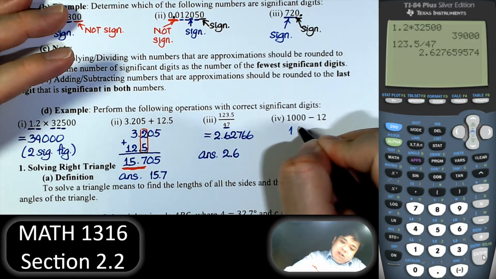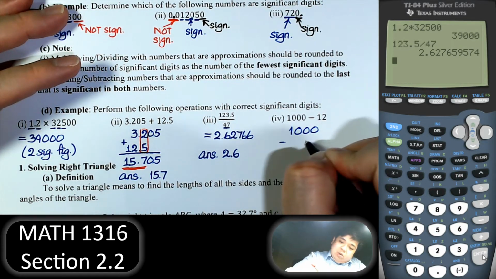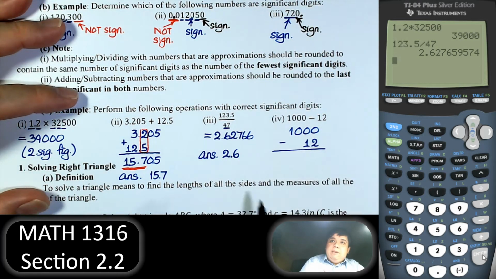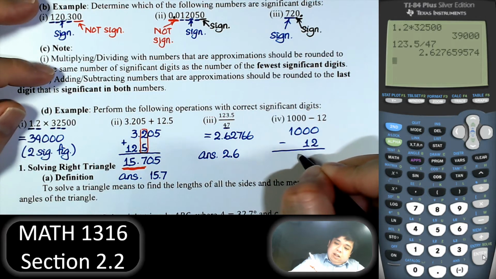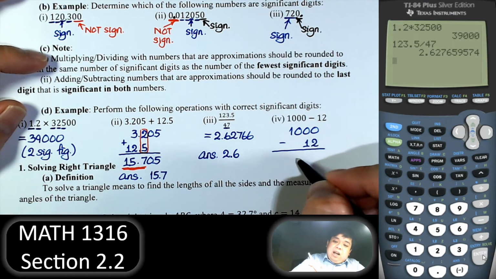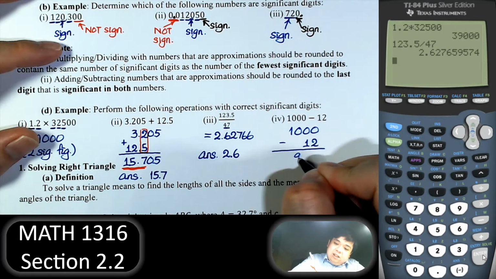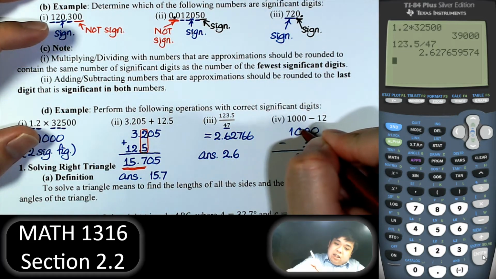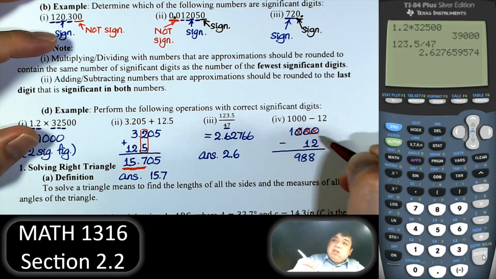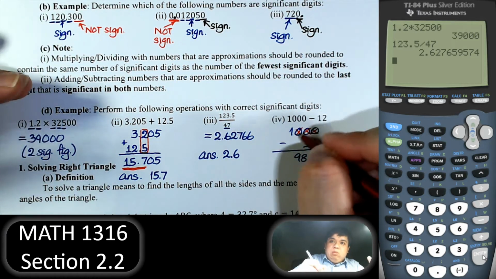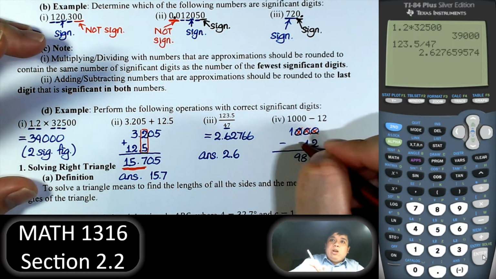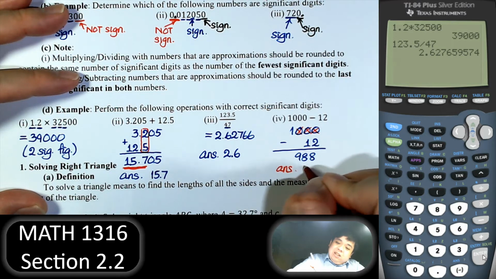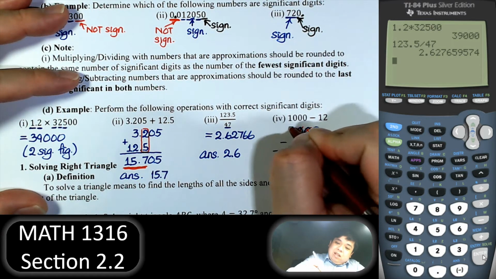Next, 1000 minus 12. That gives us 988. However, remember, this is not significant, not significant, not significant. So when we add them, we don't round to those values at all. So the answer is just 1,000, because this is significant.